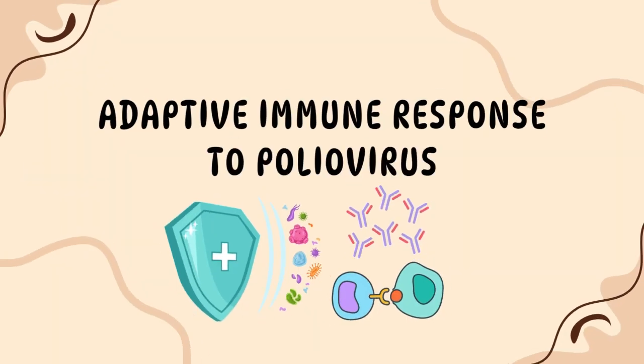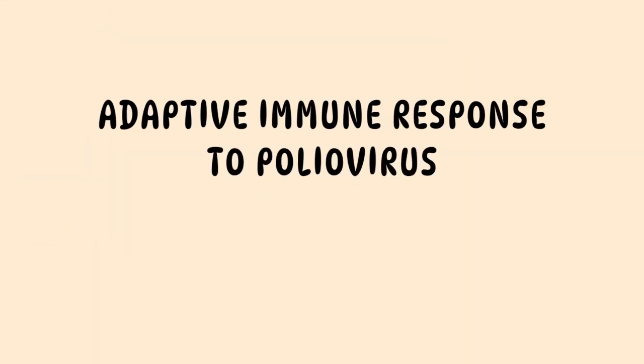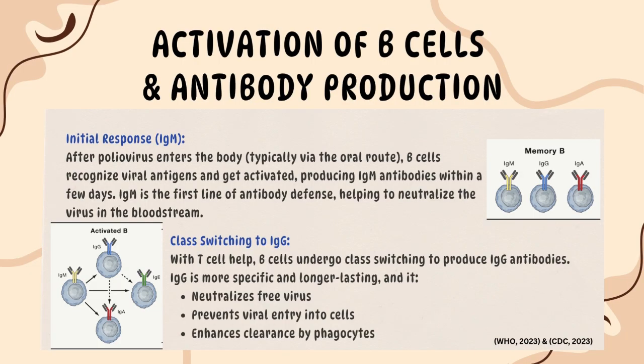Moving to the adaptive immune response, which also plays a crucial role in fighting the poliovirus. First, after the virus enters the body, B cells are activated. They initially produce IgM antibodies, which are the first responders that help neutralize the virus in the blood. With help from CD4 helper T cells, these B cells then undergo class switching to produce IgG antibodies, which are more specific and long-lasting.